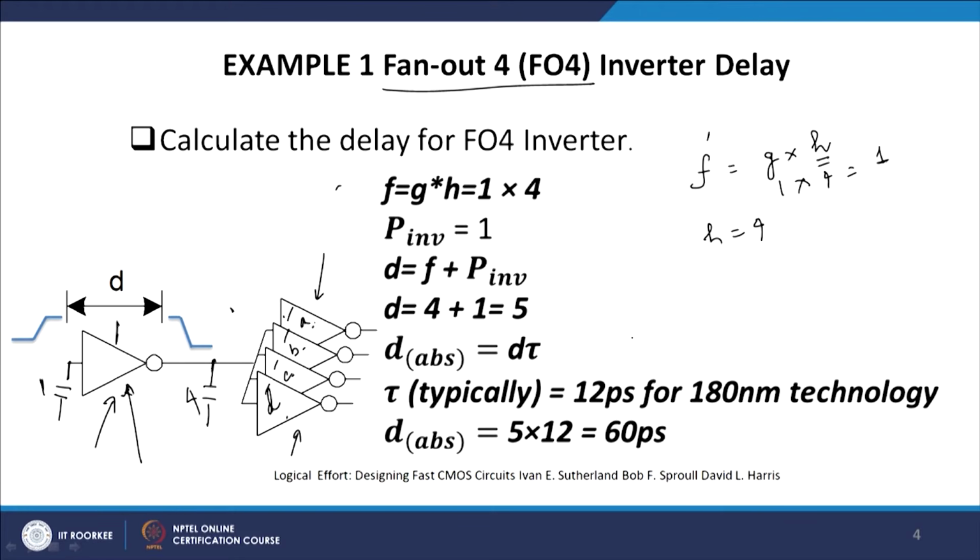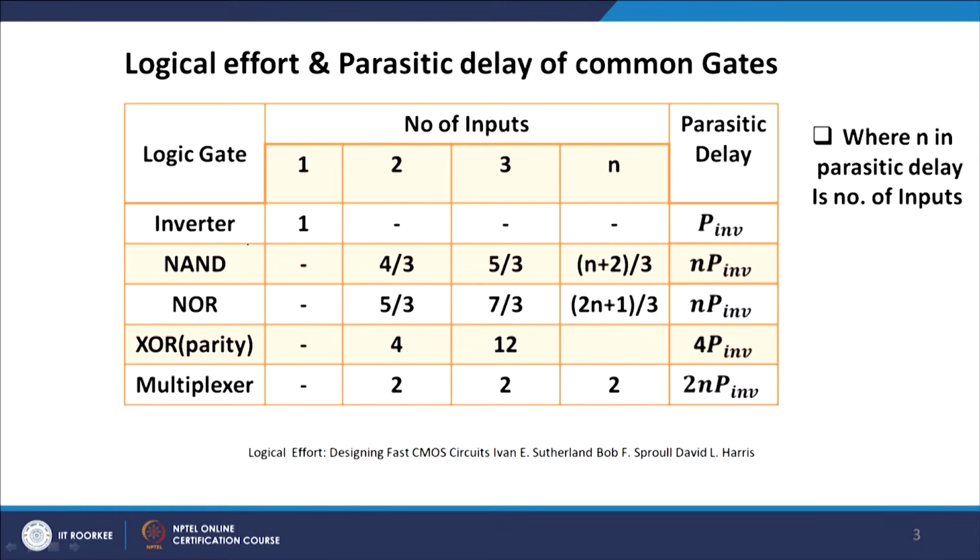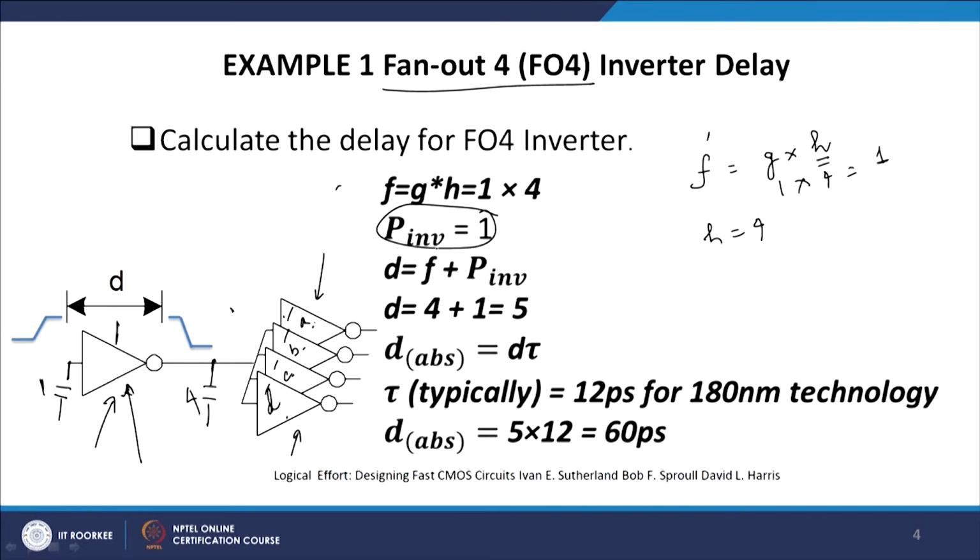As I discussed in the previous slide, for a simple inverter it is P inverter which you see as the parasitic delay. So, if you look at the parasitic delay, I get P inverter equal to 1. So, the total delay will be F plus P inverter. F is 4 plus 1, 5. So, I get 5 delay units.